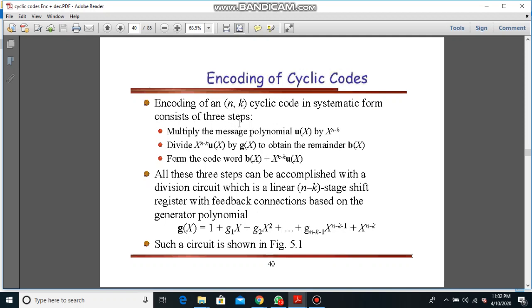Encoding consists of 3 steps. First, multiply the message polynomial u(x) by x^(n-k). The same steps we studied earlier are to be implemented using block diagrams. Then divide this by g(x) to get the remainder polynomial, and form the code word. These are the steps which we discussed. Now all these 3 steps can be accomplished with a division circuit, which is a linear (n-k) stage shift register with feedback connections based on the generator polynomial.